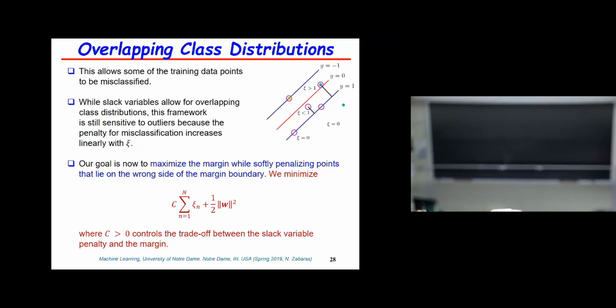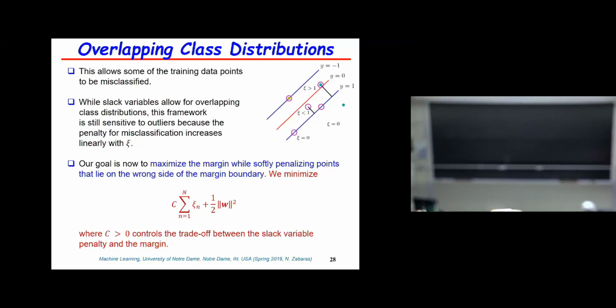Remember, xn's are the distance of the points that are on the wrong side of the margin, that may be accepted and classified correctly, or misclassified, like this point that you see up there. So sigma of xn is basically the amount of error I'm making in having points on the wrong side of the margin. It's like trying to minimize the misclassification error, right? And we write this misclassification error in terms of these slack variables.